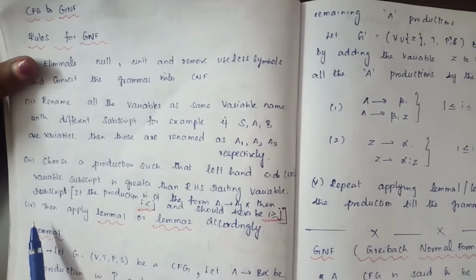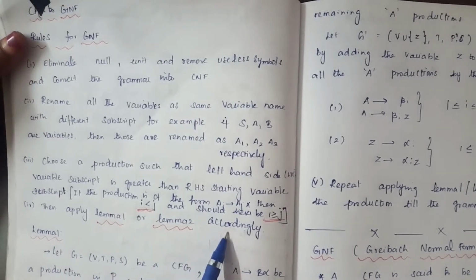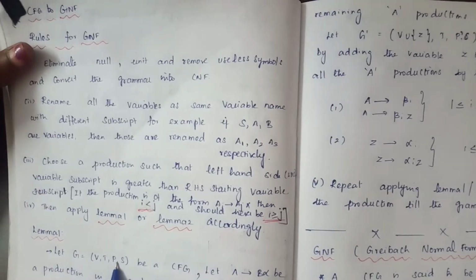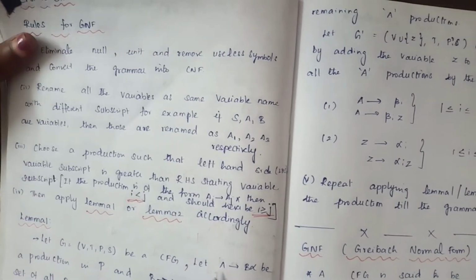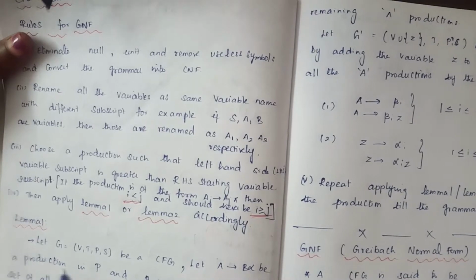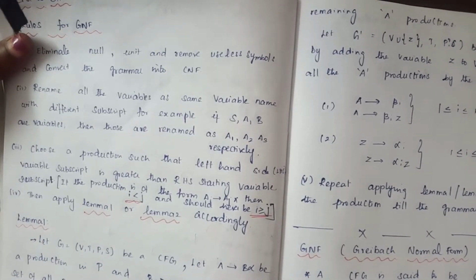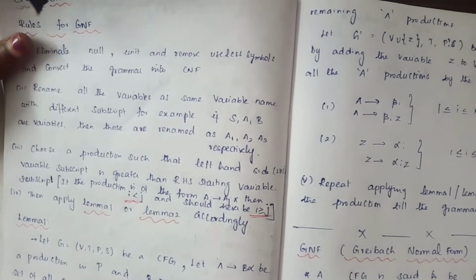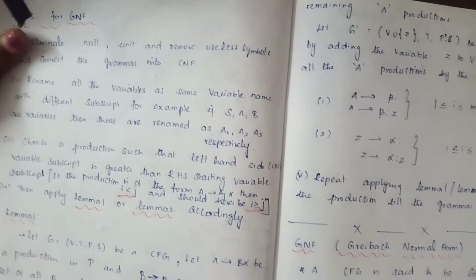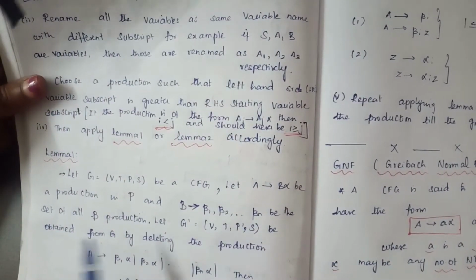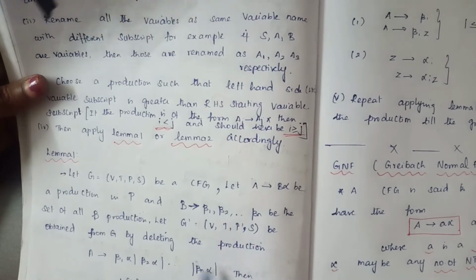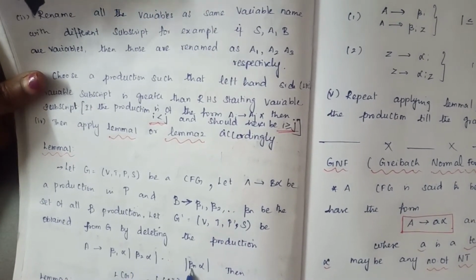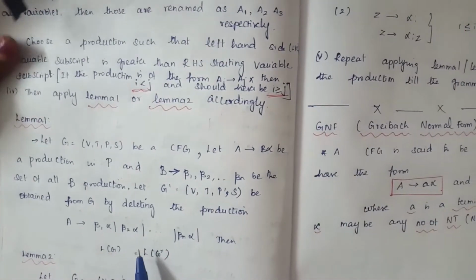Okay. So the fourth step is to apply lemma 1 or lemma 2 accordingly. What is lemma 1? Let G equal to (V, T, P, S) be a CFG. Let A gives B alpha be a production in P. Let B gives beta 1, beta 2, up to beta n be the set of all B productions. Let G dash equal to (V, T, P dash, S) be obtained from G by deleting the production A gives B alpha and adding the productions A gives beta 1 alpha, or beta 2 alpha, up to beta n alpha. Then L of G equals L of G dash.